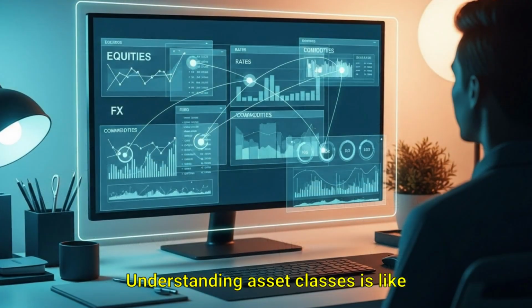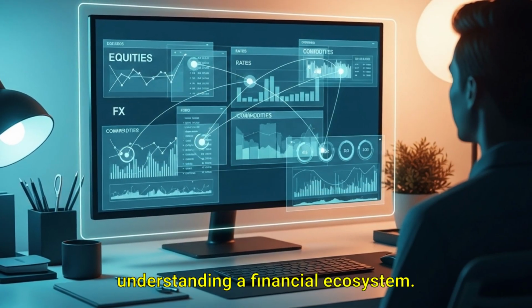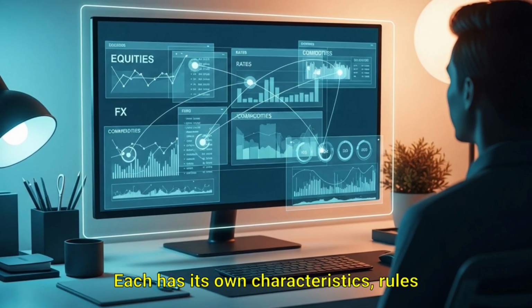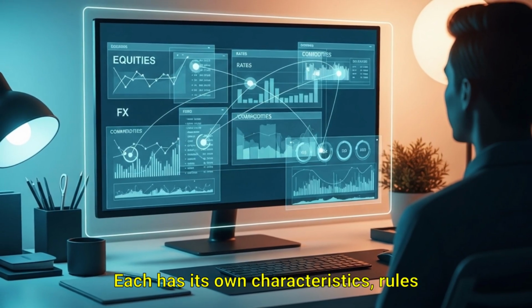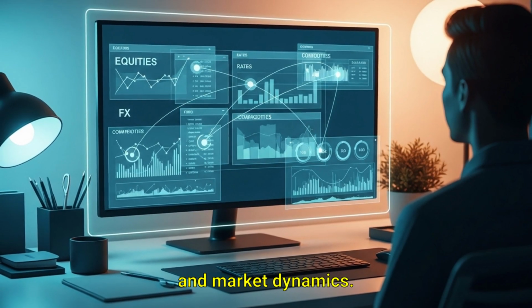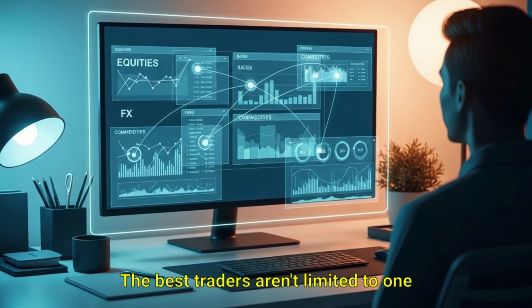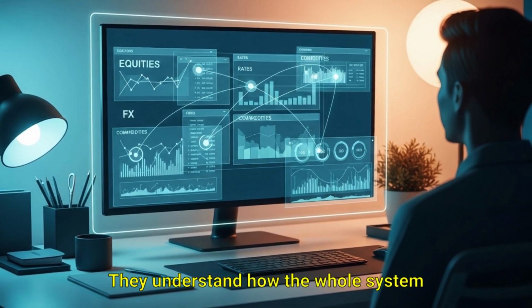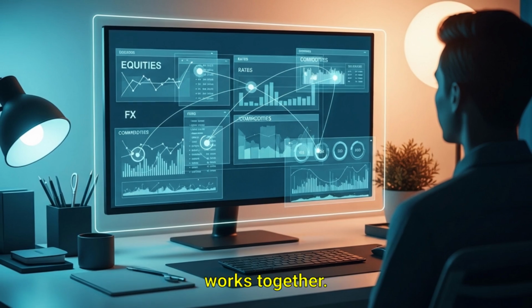Understanding asset classes is like understanding a financial ecosystem. Each has its own characteristics, rules, and market dynamics. The best traders aren't limited to one asset class. They understand how the whole system works together.